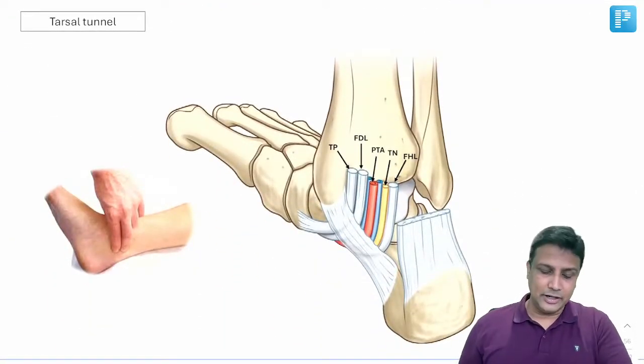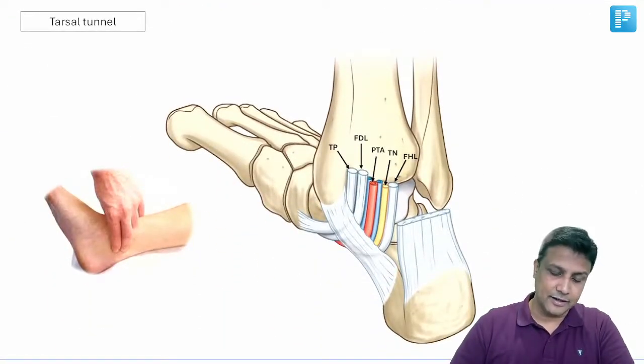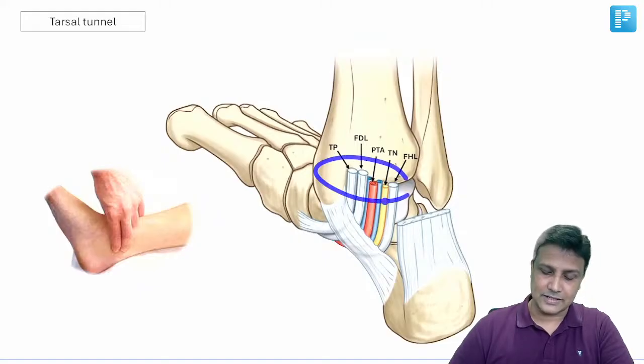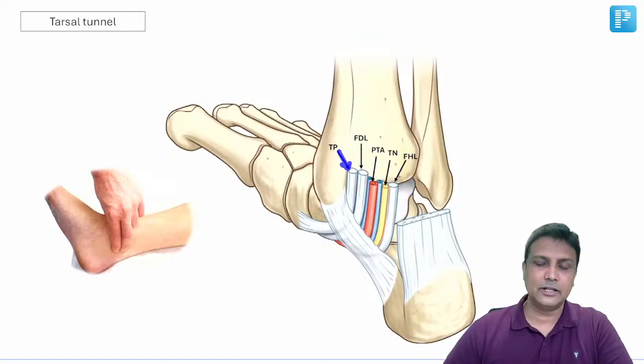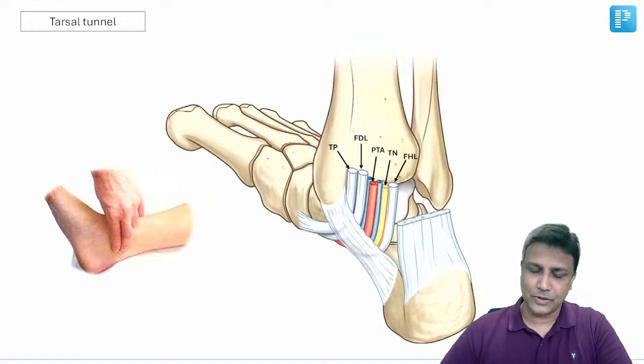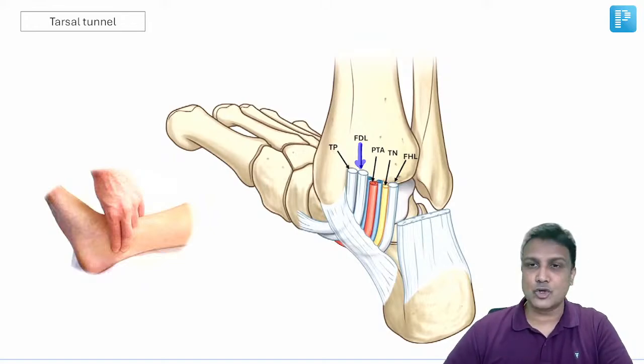Next concept here is about the tarsal tunnel. In this tarsal tunnel, of course, there are all the structures passing here, and you have to remember them in order. Number one, there will be a tendon here. This will be the tibialis posterior tendon. One more tendon here will be the flexor digitorum longus, and this tendon here will be the flexor hallucis longus. There will be like 3 tendons.